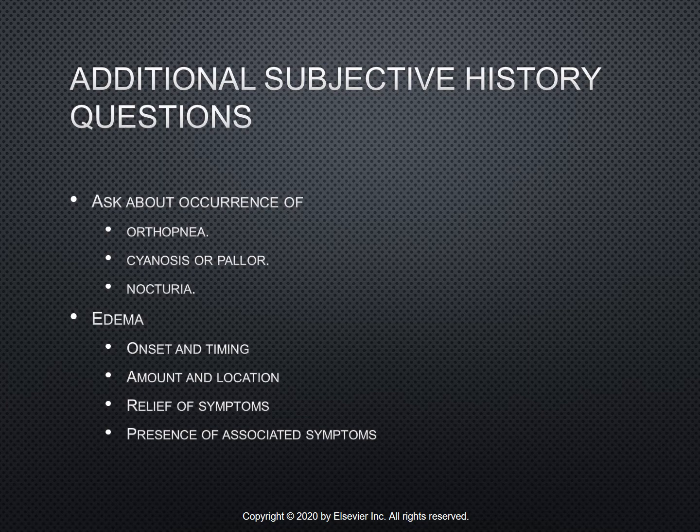So this is some additional subjective history questions. You can ask about any occurrence of these things: nocturia, which is having to pee a lot at night; cyanosis or pallor. Do you have any blueness? Do your fingertips turn blue? Do your lips turn blue? Do you have orthopnea? Do you have any issues with edema, swelling? Okay, when and how long? Okay, how much edema? A lot of edema, and where are you feeling that edema or experiencing that edema?